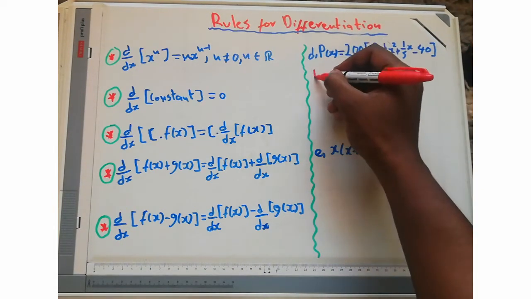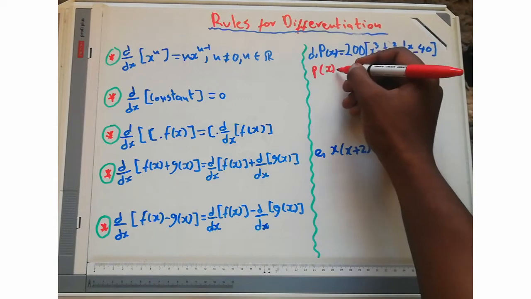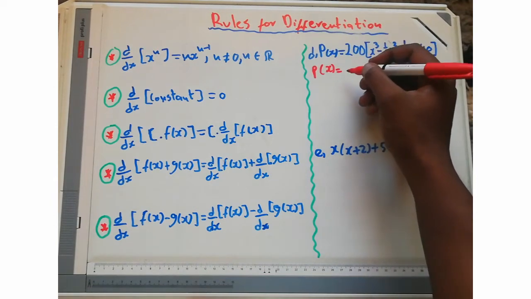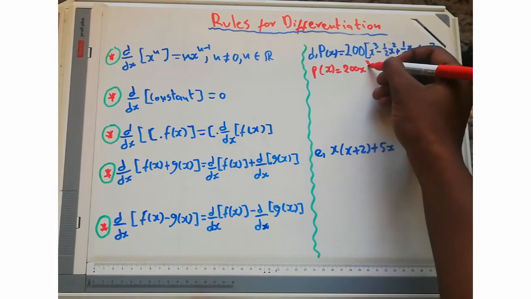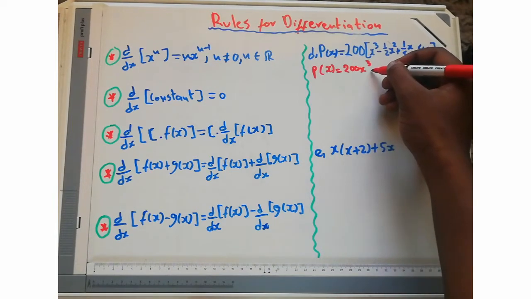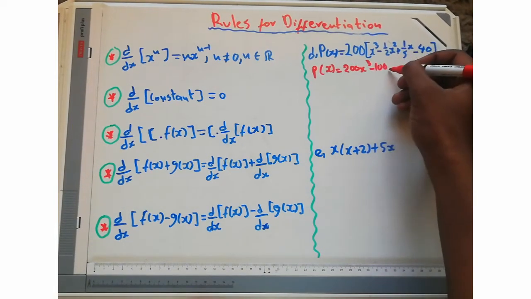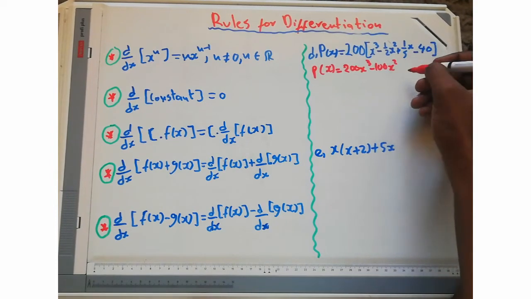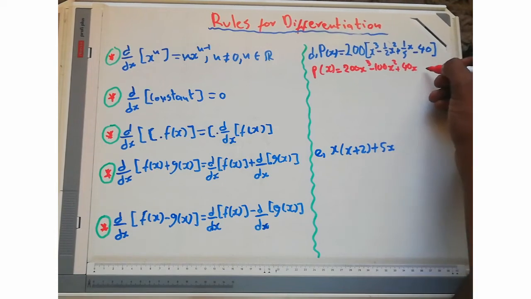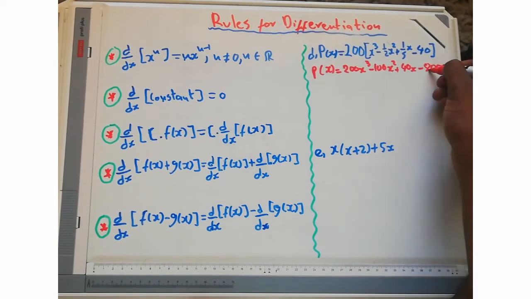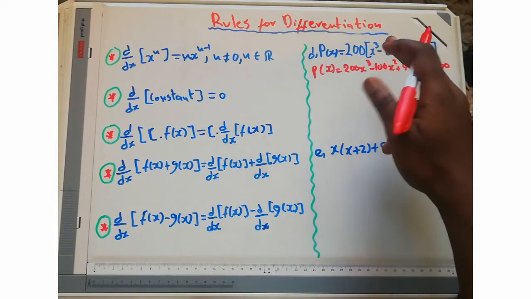So let's answer this one. So it's still p of x. So it will be 200x to the 3 minus 100x squared plus 40x minus 8,000. That's what you'll get after multiplying throughout with the 200.